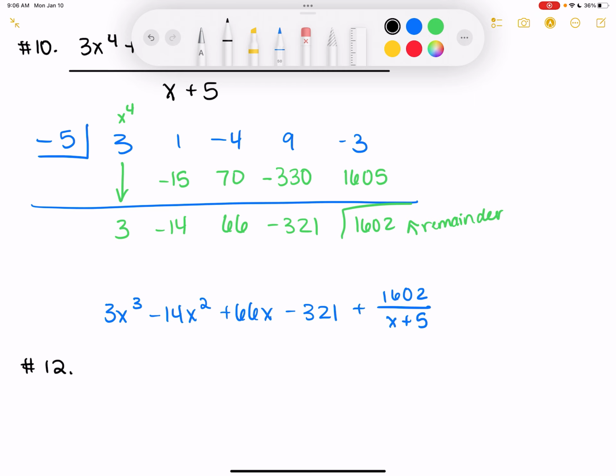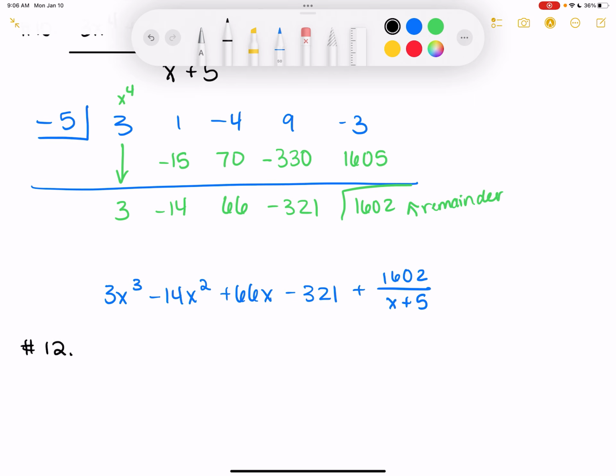All right, this next problem I'm just going to set up for you. I'm not going to work it because it's just irritating. You'll see why when I write it down. X to the 8th minus 1 over x plus 2.